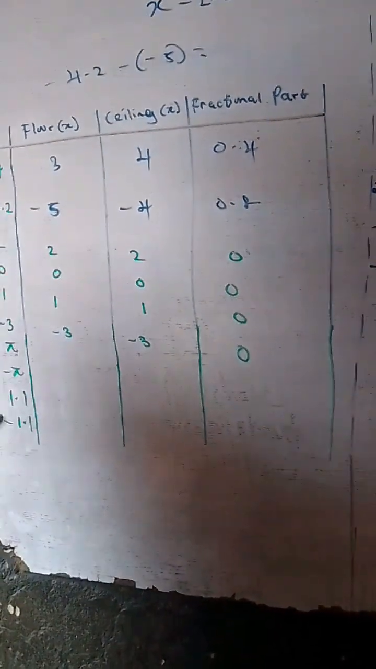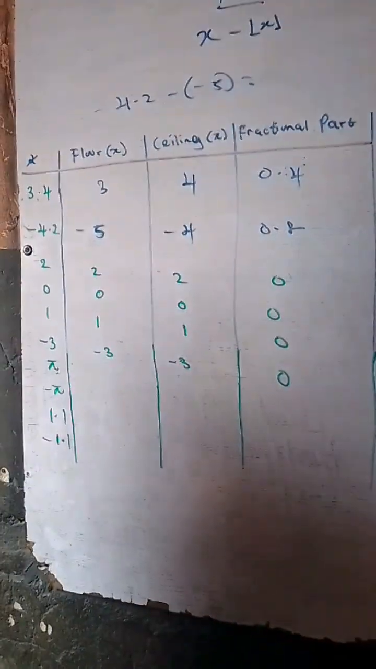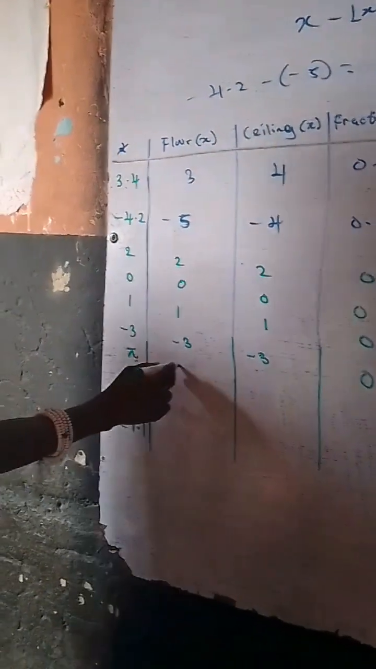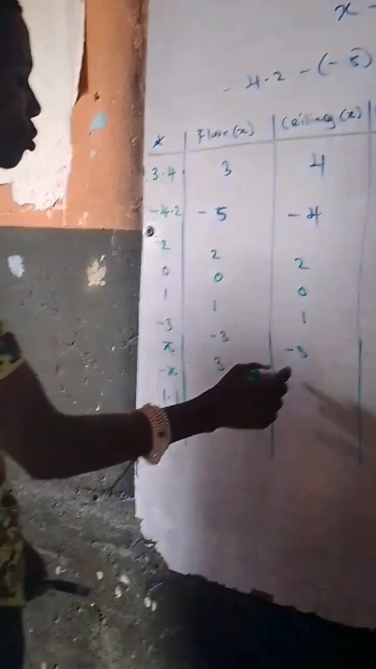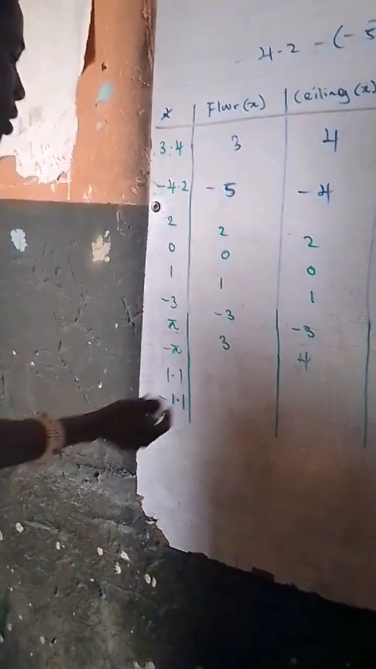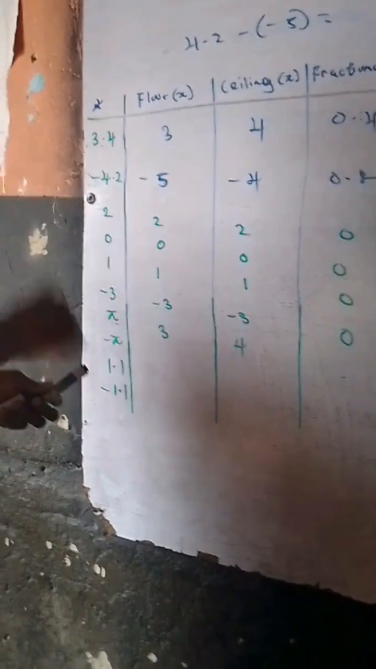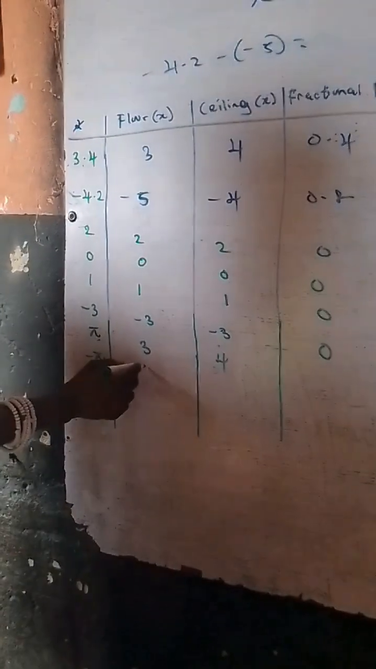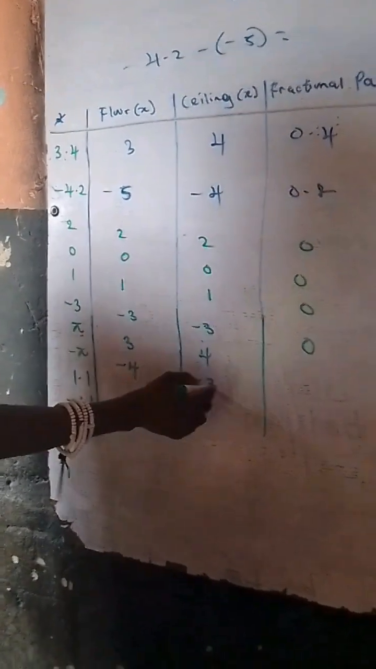So moving on to this. For pi, which is 3.142, if you are rounding 3.142 for the floor function, you'll be having 3. Then for this, you'll be having 4. The negative pi is also minus 3.142. So here you'll be having minus 4, and there you'll be having minus 3.